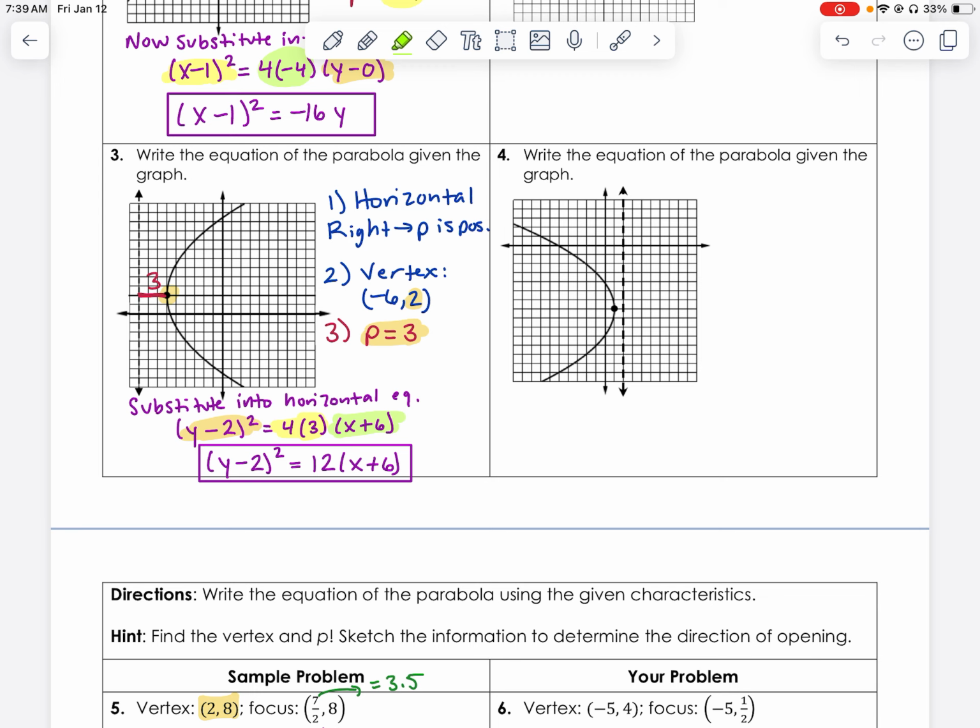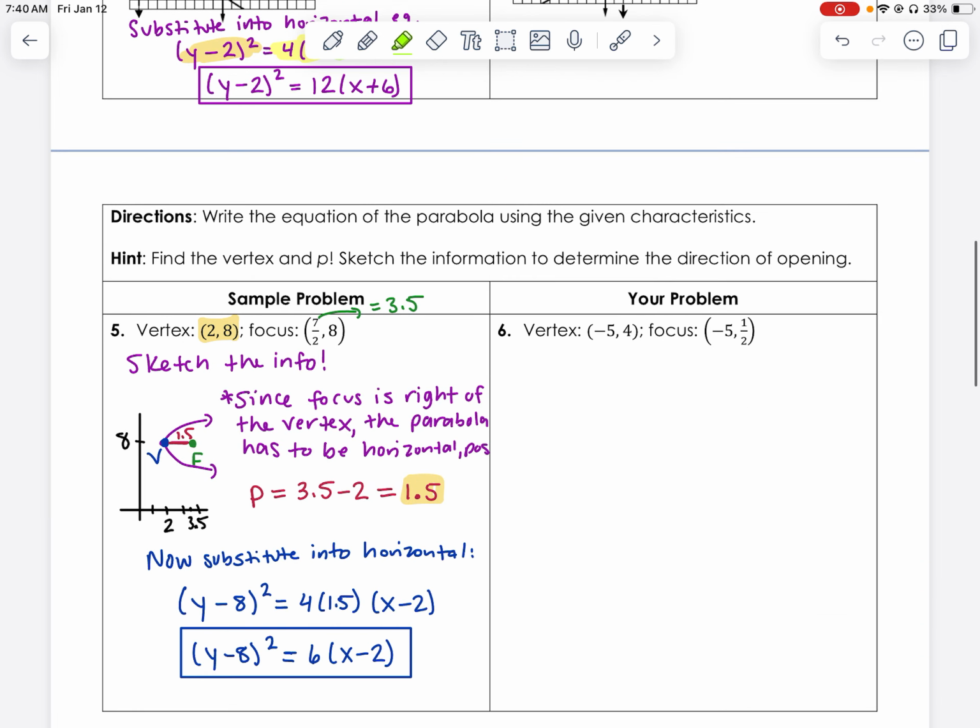So again, number 4 is very similar to this, also horizontal, following a similar idea. Do this next. I'm going to finally finish with walking through number 5, and then you will do number 6.